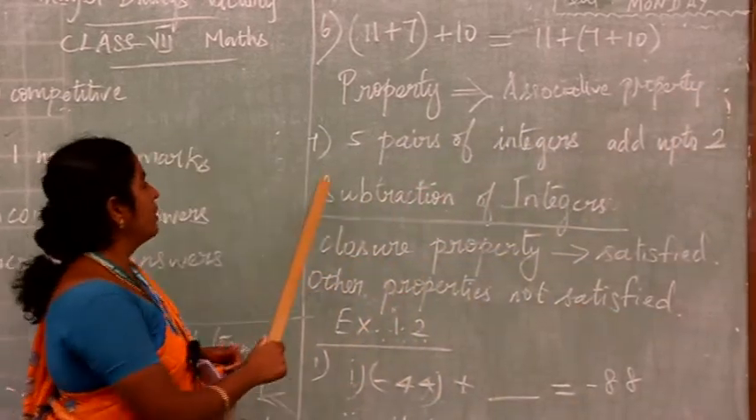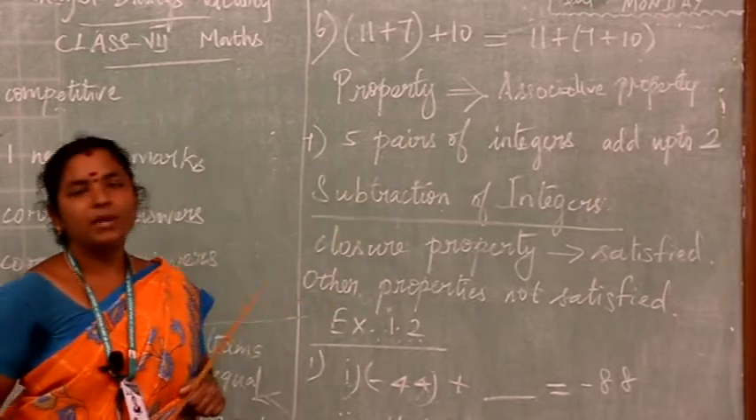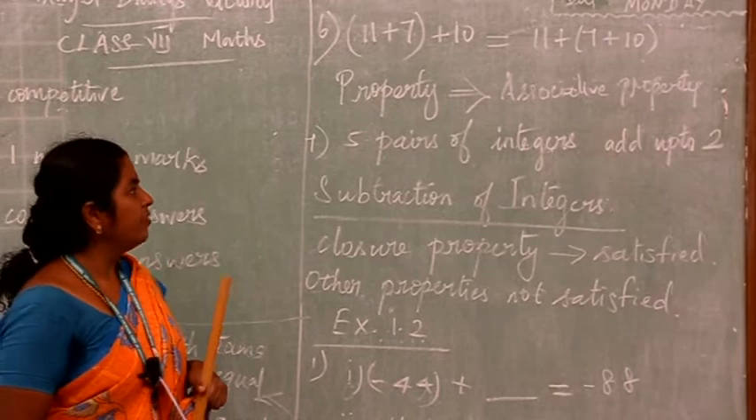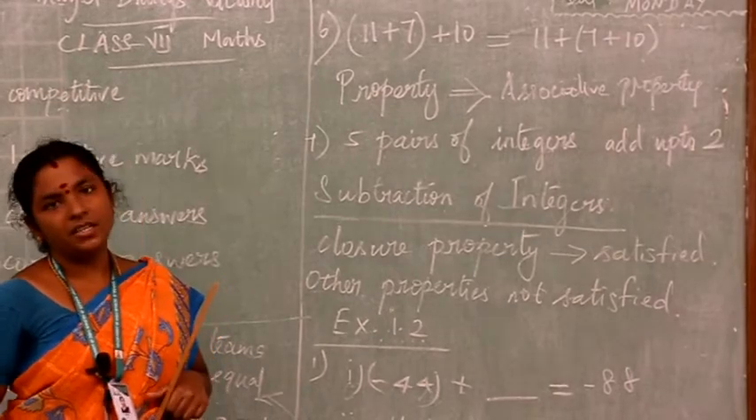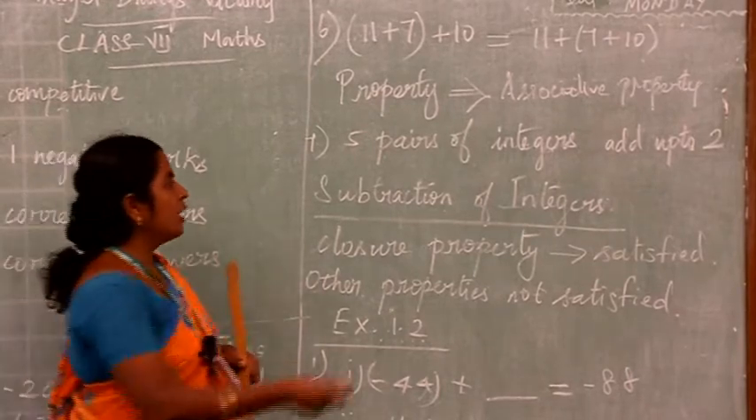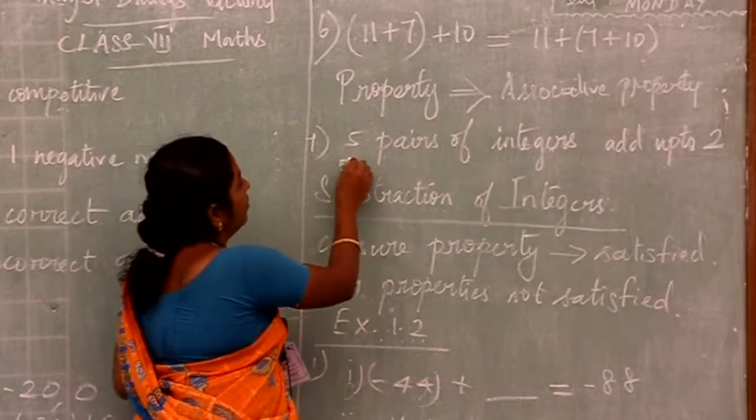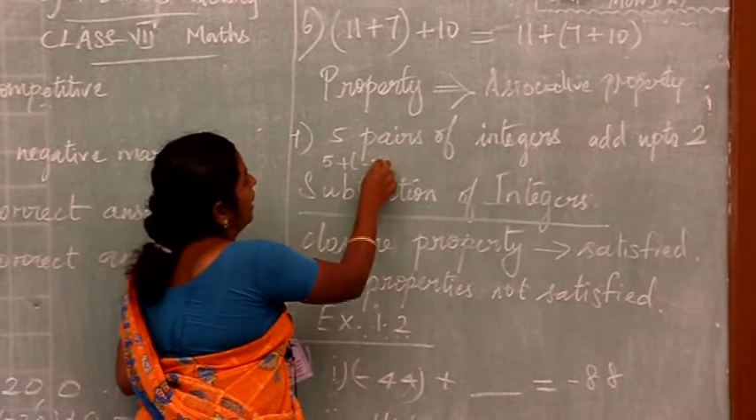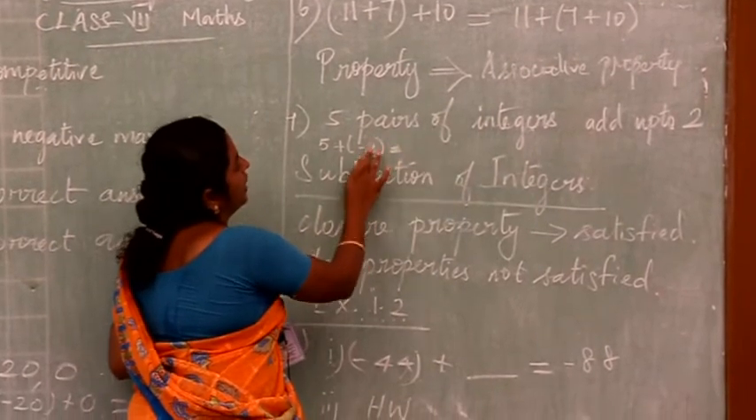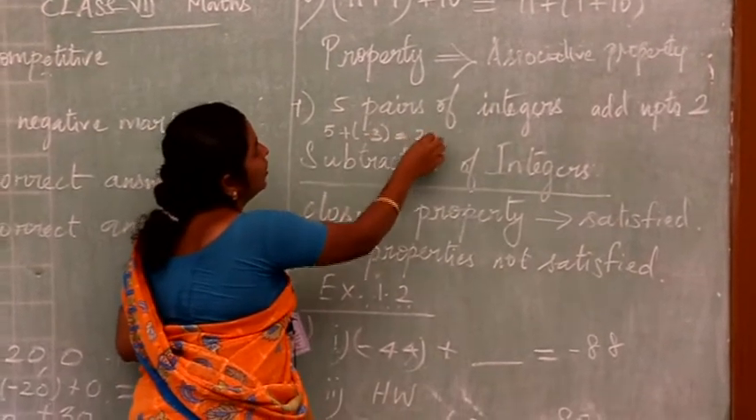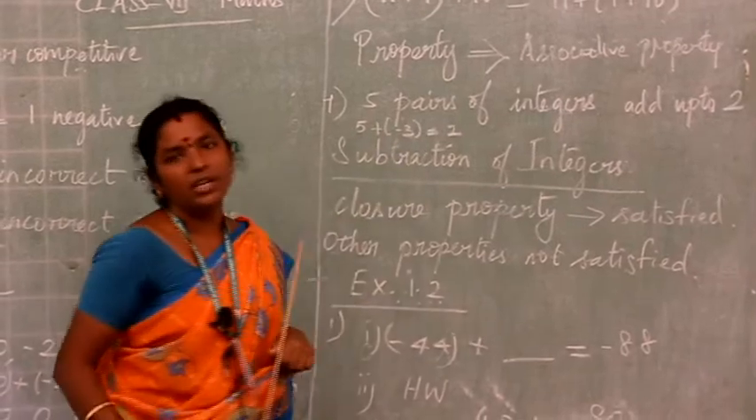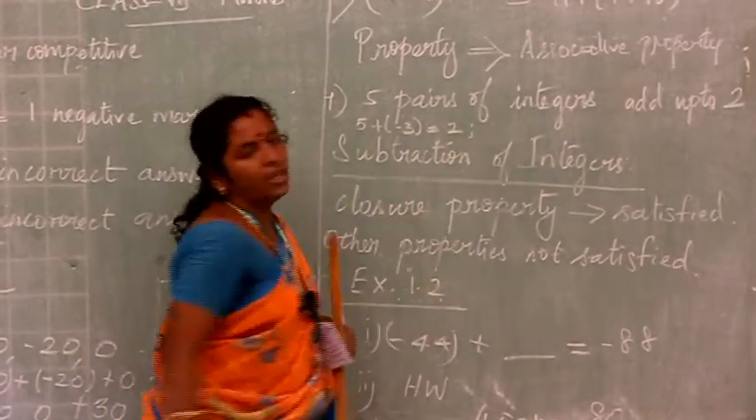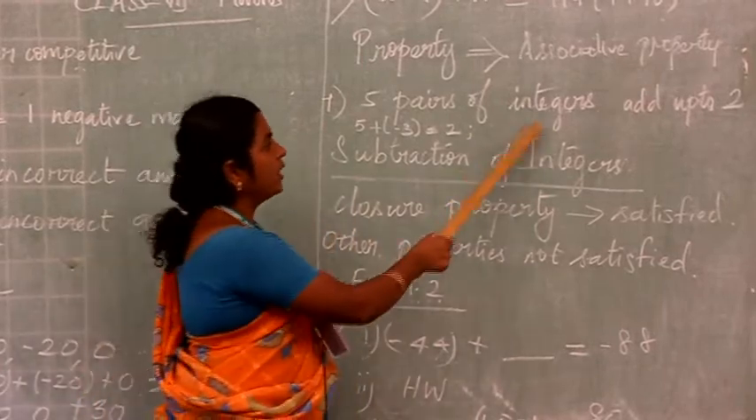So now we will be coming to the seventh question. Find 5 pairs of integers that add up to 2. So you have to add any two integers so that you get the answer as 2. That is the question. So I am going for this. 5 added with minus 3 gives 2. 5 plus minus 3 is equal to plus 2. So similarly you have to give so many pairs of integers to get the answer 2.